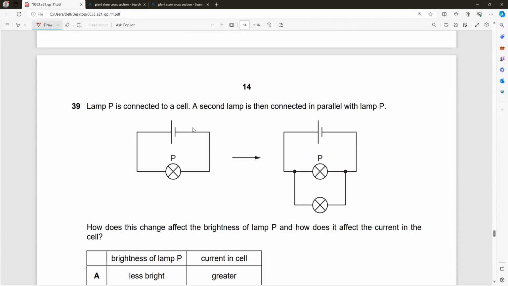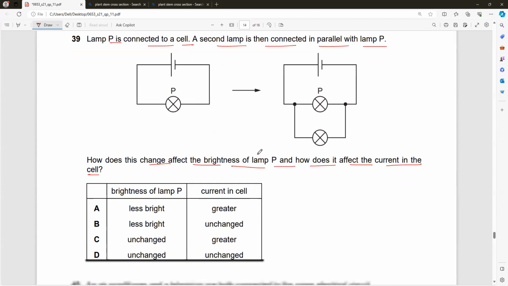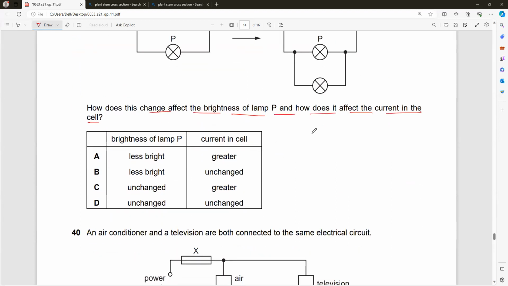Next. Lamp P is connected to a cell. A second lamp is then connected in parallel with the lamp P. Parallel connection. How does the change affect the brightness of lamp P and how does it affect the current in the cell? That is what they are asking. Brightness and as well as current.